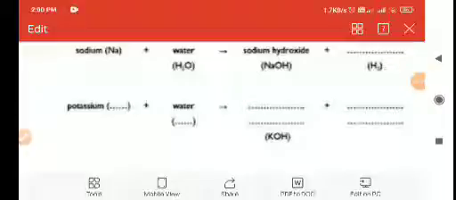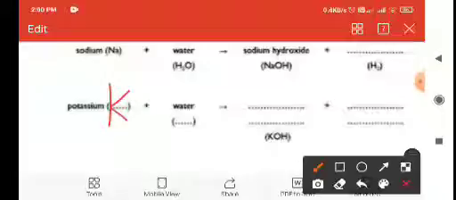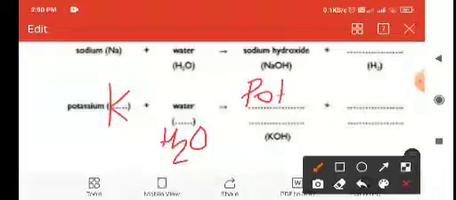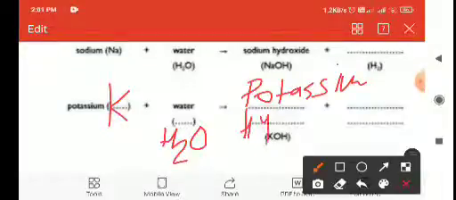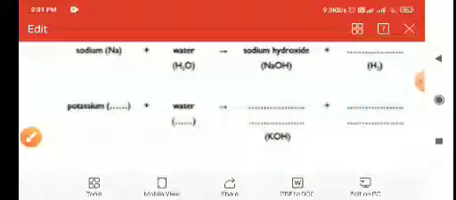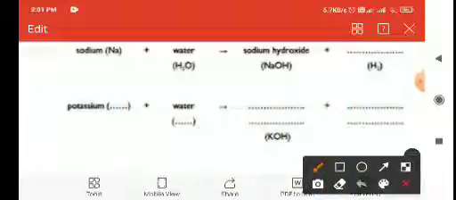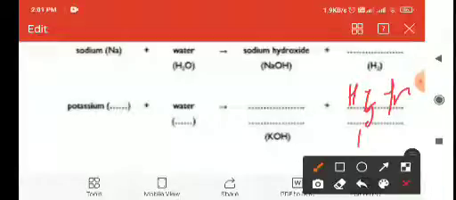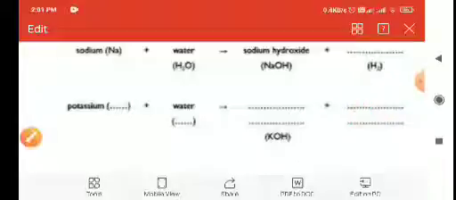Okay, watch it again. Potassium, the symbol is K, reacts with water, the formula is H2O, and forms potassium hydroxide, KOH. And the second product is hydrogen gas, and the formula for hydrogen gas is H2.